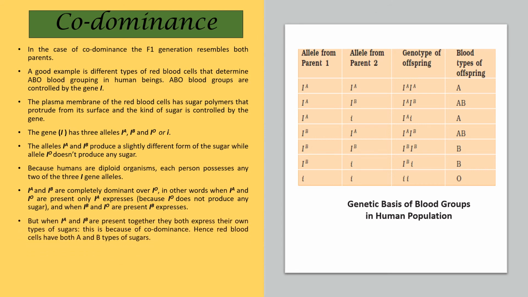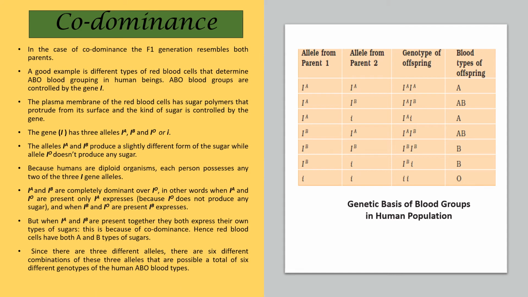When IA and IB are present together, they both express their own types of sugars. This is because of codominance. Hence, red blood cells have both A and B type of sugars. Since there are three different alleles, there are six different combinations of these three alleles that are possible, a total of six different genotypes of the human ABO blood types. ABO blood grouping is an example of multiple alleles.